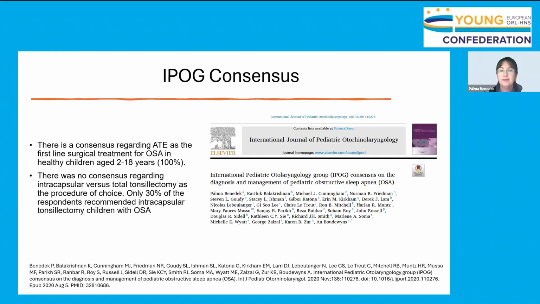In 2020, in the International Pediatric Otolaryngology Group Consensus on the Diagnosis and Management of Pediatric Obstructive Sleep Apnea, experts agreed that adenotonsillectomy is the first-line surgical treatment for sleep apnea in healthy children aged between 2 and 18. However, there was no consensus regarding intracapsular versus total tonsillectomy as the procedure of choice, and at that time, only 30% of the experts recommended intracapsular tonsillectomy.